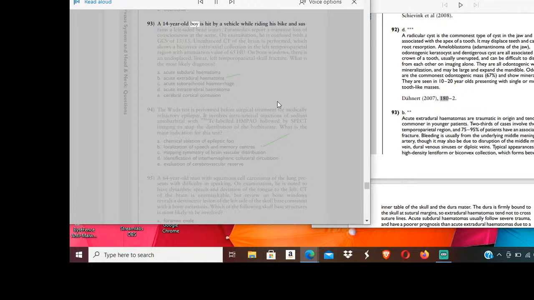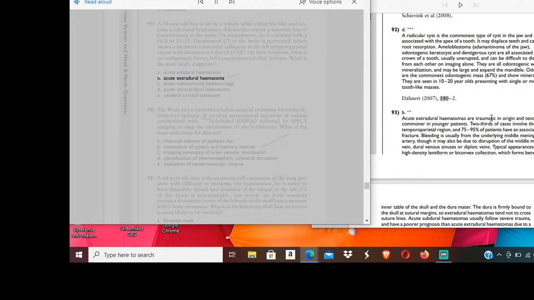A 14-year-old boy is hit by a vehicle while riding his bike and sustains a left-sided head injury. Paramedics report a transient loss of consciousness at the scene. On examination, he is confused with a GCS of 13/15. Unenhanced CT of the brain is performed, which shows a biconvex extraaxial collection in the left temporoparietal region with attenuation value of 65 Hu. On bone windows, there is an undisplaced, linear, left temporoparietal skull fracture. What is the most likely diagnosis?